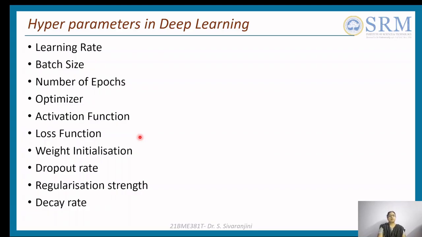The dropout rate is about when you have a large number of neurons, how many neurons you need and how many you need to drop out so that the generalization capacity of the network becomes very good. We will see about the dropout, regularization strength and decay rate in the future lectures.